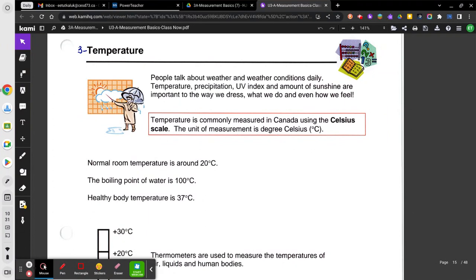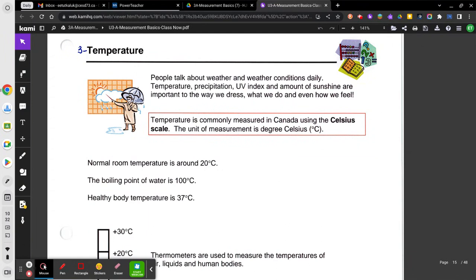Just like, for example, in Canada, we use kilometers. In the US, they use miles. We use yards and inches. That's typically mostly in the US. And here we use centimeters and kilometers. So those are the conversions we talk about.